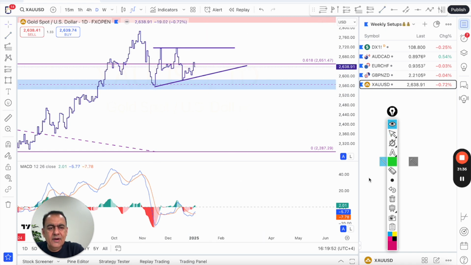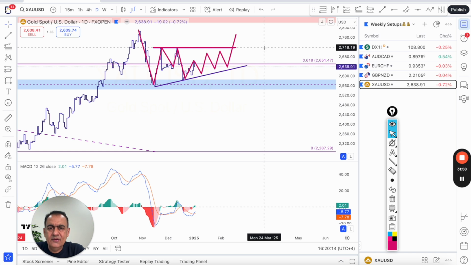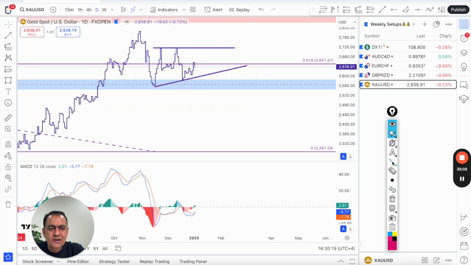So after creating a massive push in the downward direction, now gold has been stuck in this triangular pattern, which is an ascending triangle. So it may remain range bound for a while. In case buyers want to come back, they have to break above this level. So let's define this level. This is 2718.